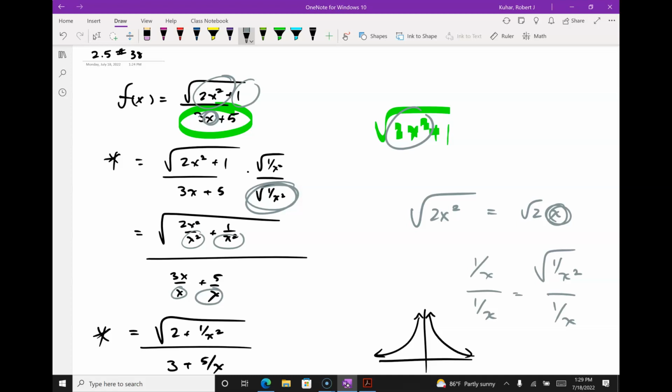In calc, at the end of our class, it'll come into play. But you'll see, I'm really just going to use this whole idea that as x goes to infinity, 1 over x goes to 0, 1 over x squared goes to 0, 1 over x cubed goes to 0, etc. That's what we really need to remember for the end of the semester. Nice.